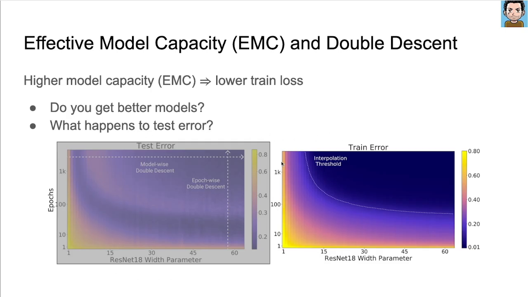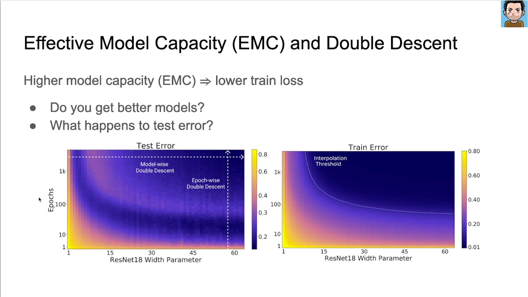In summary, having higher model capacity will always lead to lower train error, as you can see on the figure on the right. The x-axis denotes the number of parameters and the y-axis denotes the number of training epochs. The color scale denotes the train error value. As the number of parameters increases or the number of epochs increases, the train error decreases.